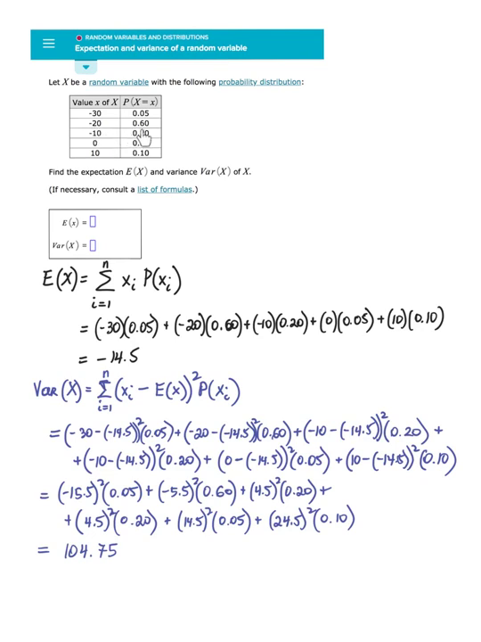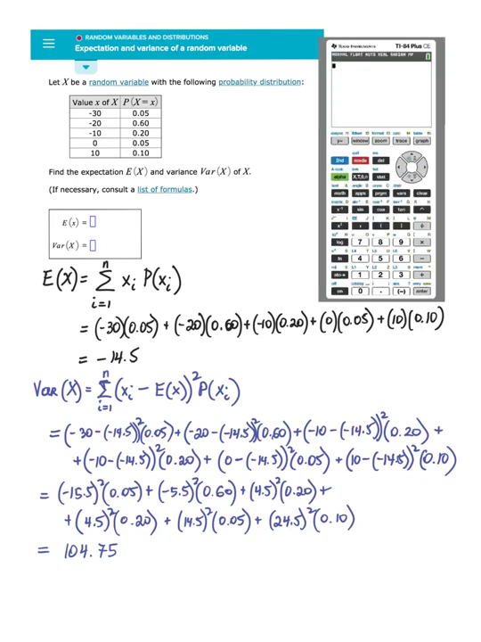-20 has a probability of 60/100. -20 subtracted with -14.5, when simplified, is going to give me -5.5. Don't forget to square and multiply by its corresponding probability. Do that for every element in your random variable distribution. When all of that is done and computed, you should get 104 and 75/100.